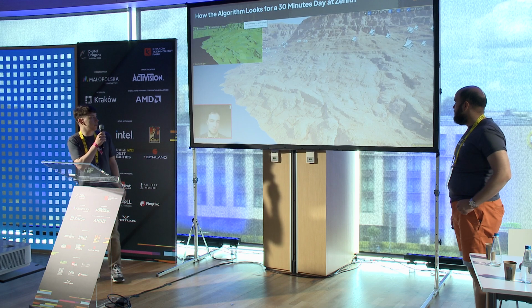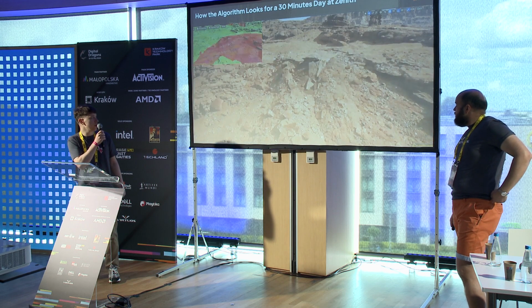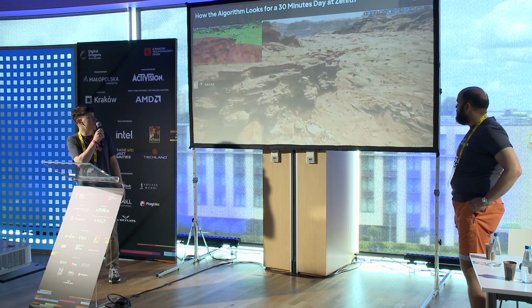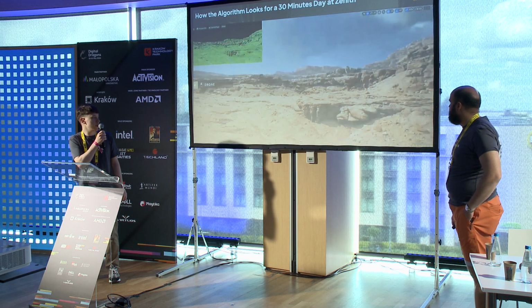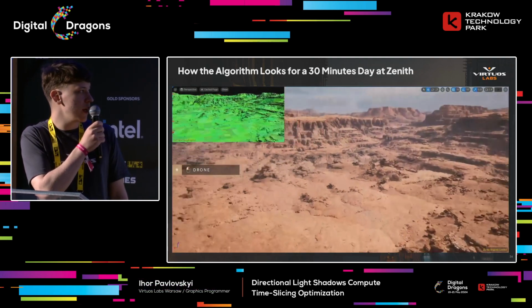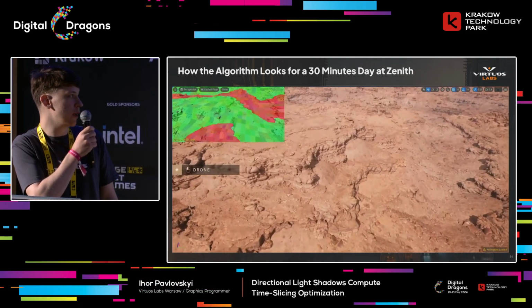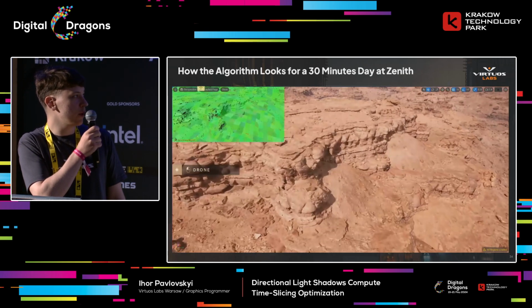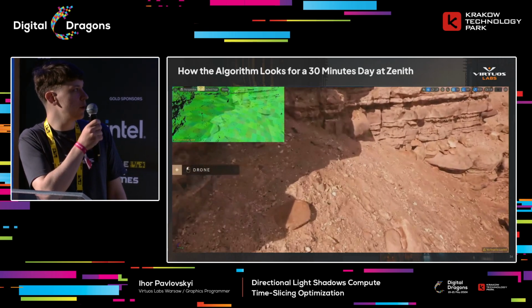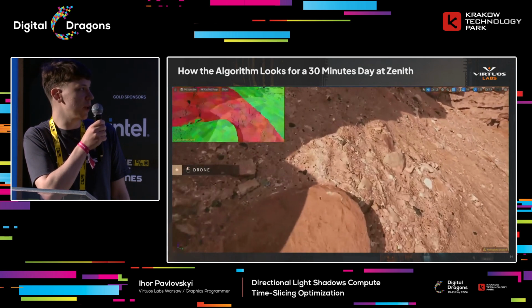And yeah, here we have a few more demonstrations. It's the same valley of the ancient scene. The algorithm is configured to update one clip level per frame, and the day now is 30 minutes long. So, as you can see, in general, shadow movement is smooth enough. And if we look in close distance, there are no visible discontinuities between shadows of different clip levels.